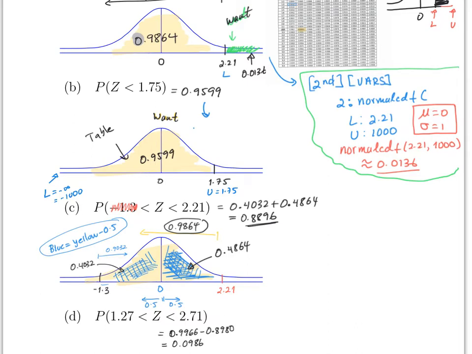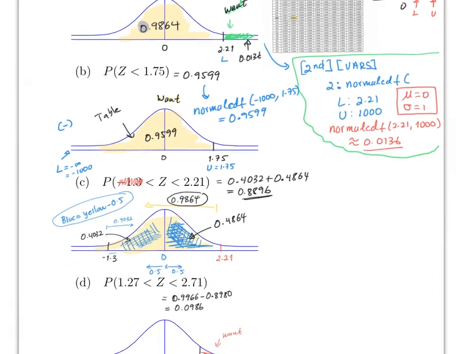So in this case, this will be normal CDF. The lower bound is minus 1,000 and the upper bound is 1.75, and it will give you exactly the same answer, which is 0.9599. Make sure you use the minus sign that is in this, not the negative sign.